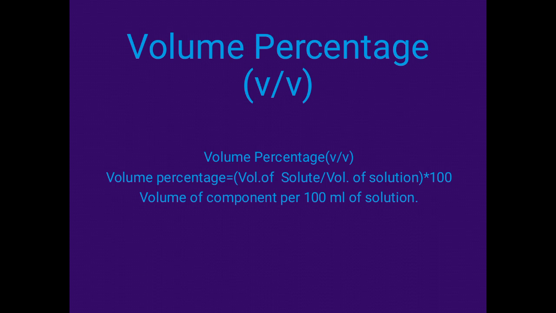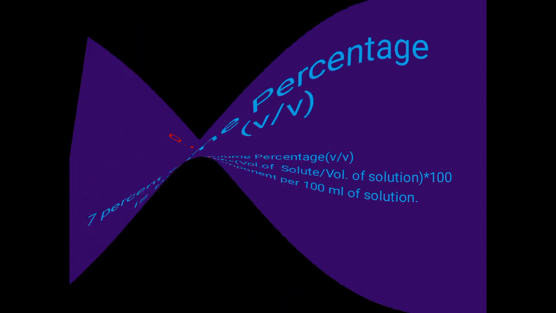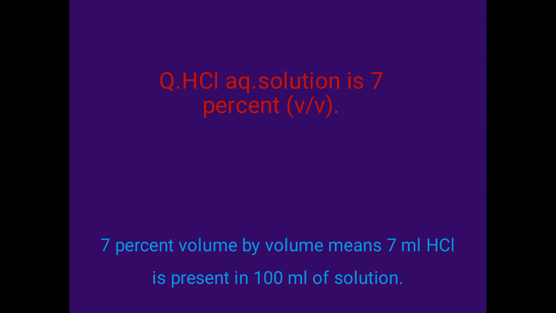When we are saying 7% V by V, it means 7 milliliter of solute is present in 100 milliliter of solution. The formula to calculate the volume percentage is volume of solute upon volume of solution into 100. The same way, in mass percentage we have taken mass of solute upon mass of solution into 100. Here we will take volume of solute upon volume of solution into 100. As I have told you, when we are saying an aqueous HCl solution is 7%, it means 7 milliliter HCl is present in 100 milliliter of solution. So 7 milliliter is the volume of solute and 100 milliliter is the volume of solution.